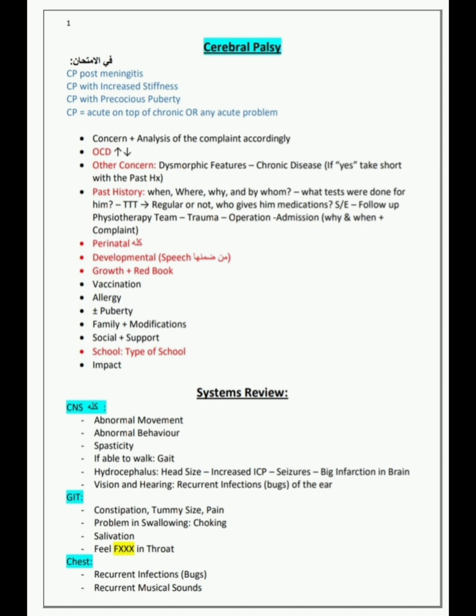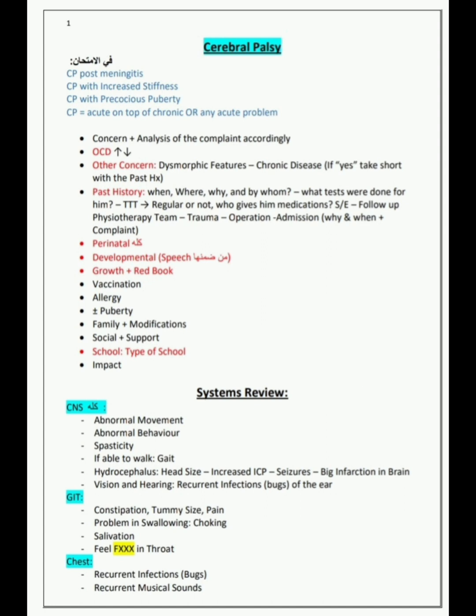Introduction is similar. First the concern: we analyze the complaints accordingly. What complaints the patient tells us, we will analyze. We ask when the problem started, the onset, and how long the patient has been suffering from this problem. Is there any triggering factor that increases or decreases this problem? Then other associated concerns: are there any dysmorphic features, and is any chronic disease present or not?